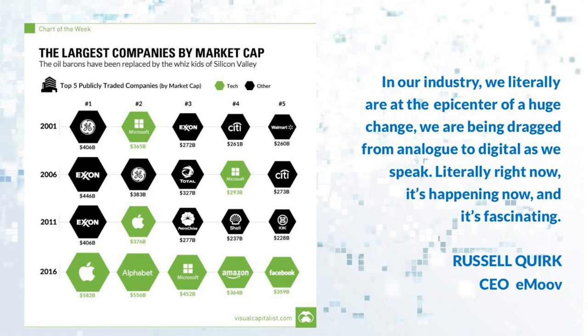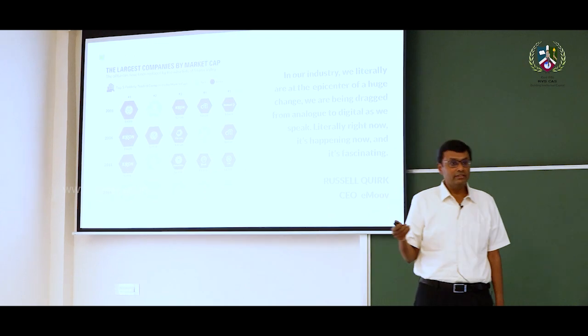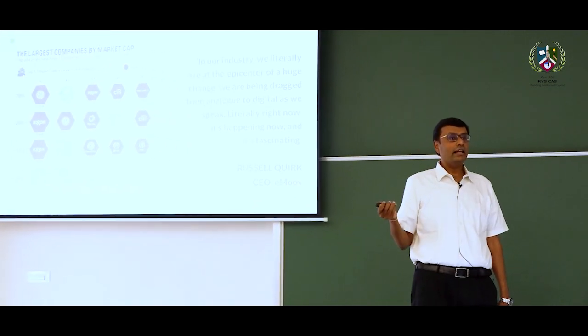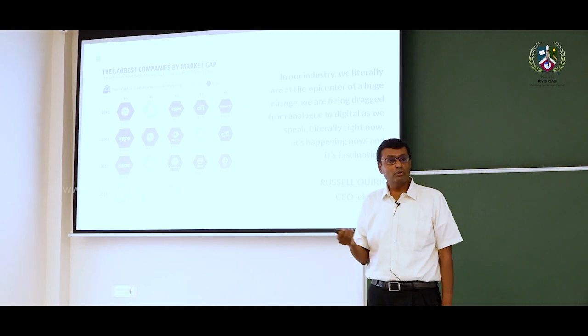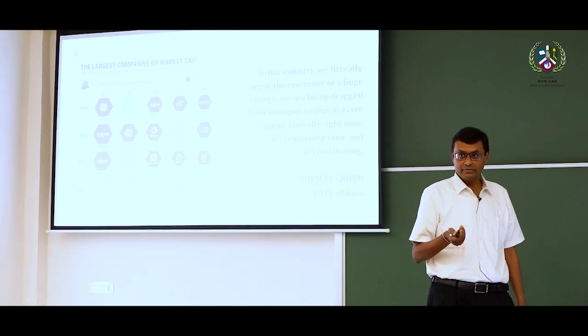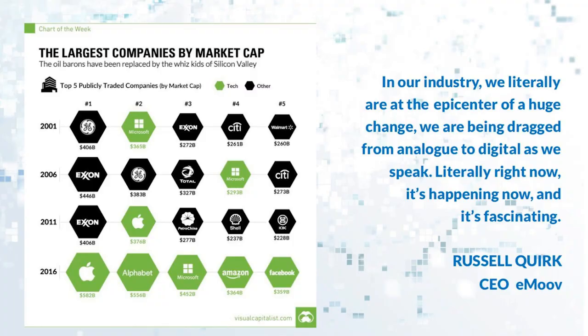Now look at 2016. In 2017, the value of these companies has grown. What is this? Apple, Alphabet, Google's parent. Who are the founders of Google? Larry Page and Sergey Brin. Okay. And who's the CEO of Google? That we all know. Sundar Pichai. Okay. Third is Microsoft, Amazon, Facebook. All these are digitally native companies.